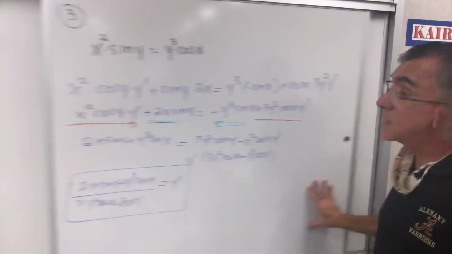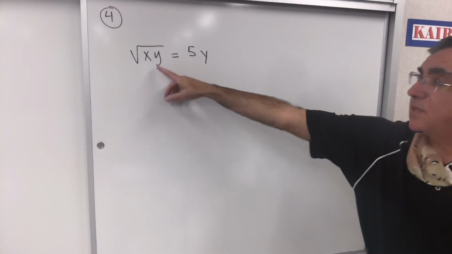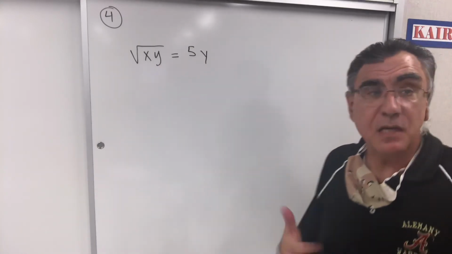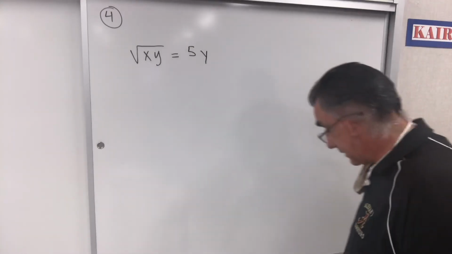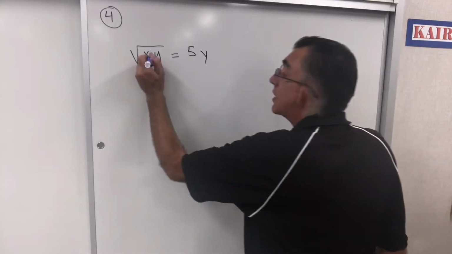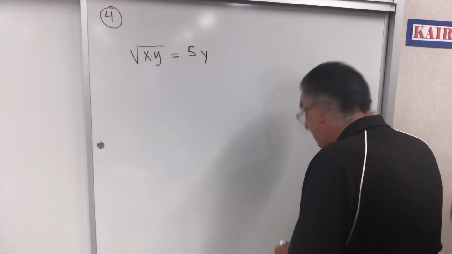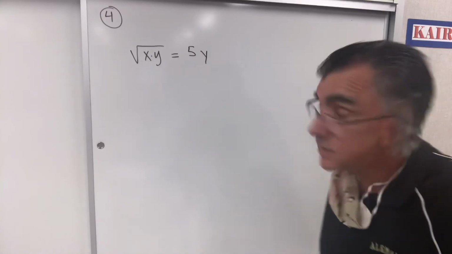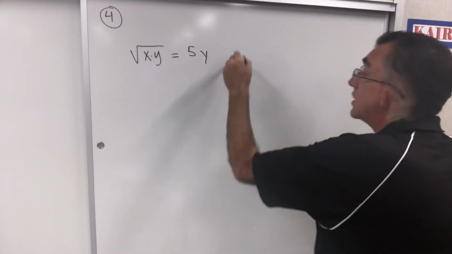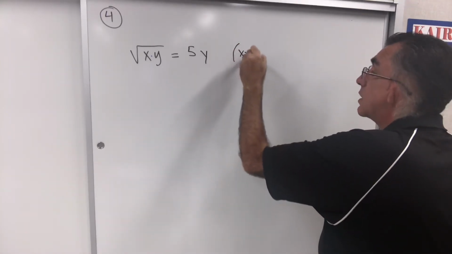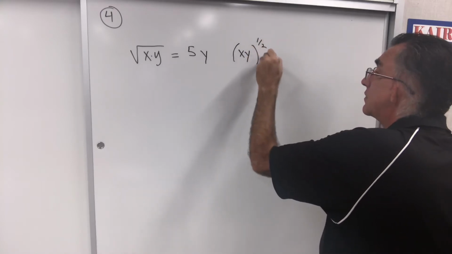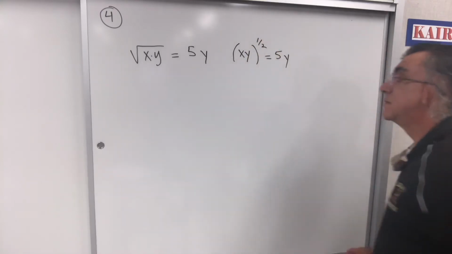Okay, third one. Square roots are annoying. I'm not gonna lie to you, they're just a pain. So I got a product inside that square root. So the first thing you probably want to do here is rewrite it as x y to the 1/2 equals y.